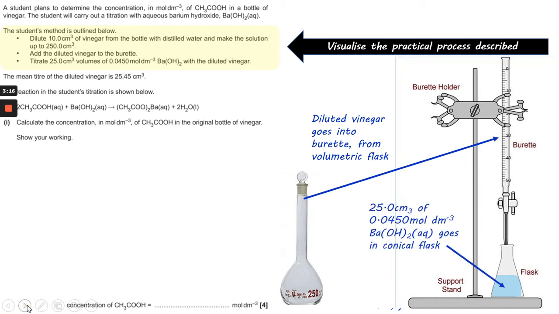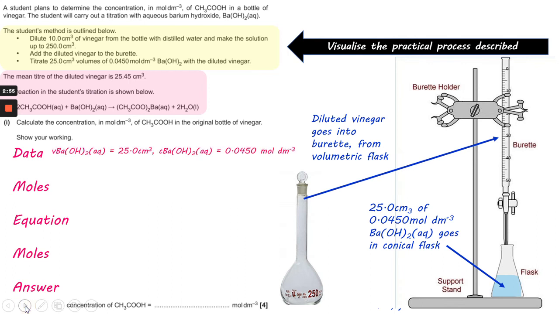So the next thing to do is to look at the information we're given. So you do the titration, and the mean titer ends up being 25.45 centimeters cubed, and it's a 2-to-1 ratio between ethanoic acid and barium hydroxide. So we can organize our answer into a data, moles, equation, moles, answer type of working.